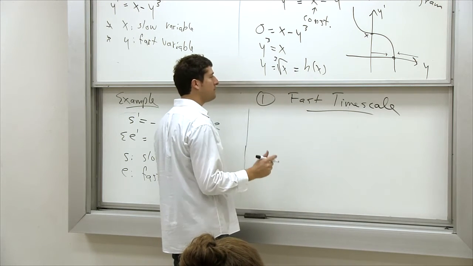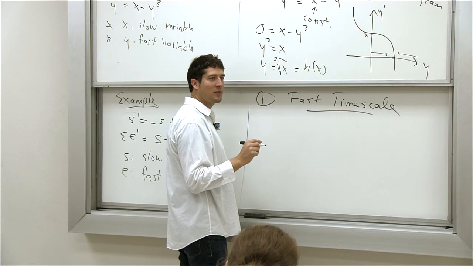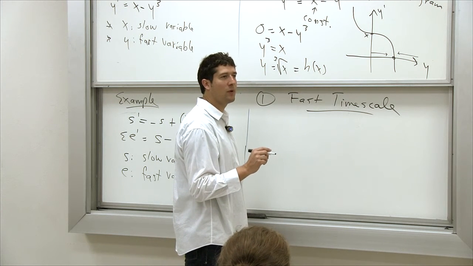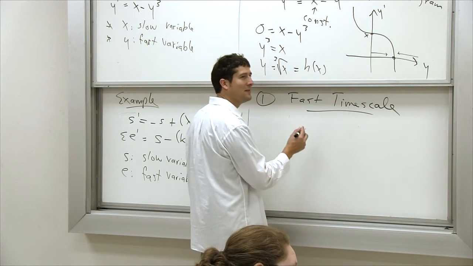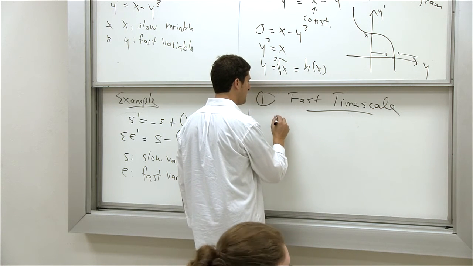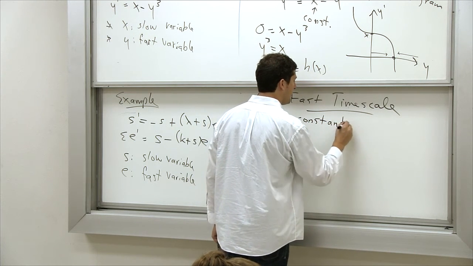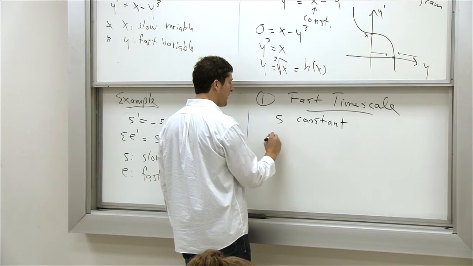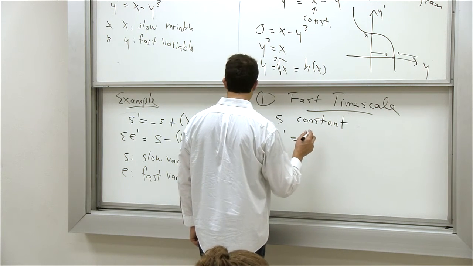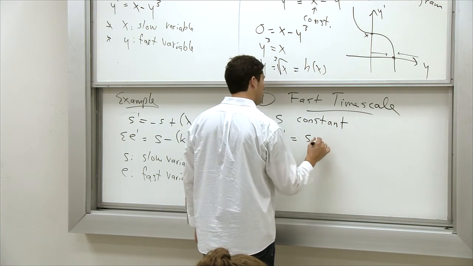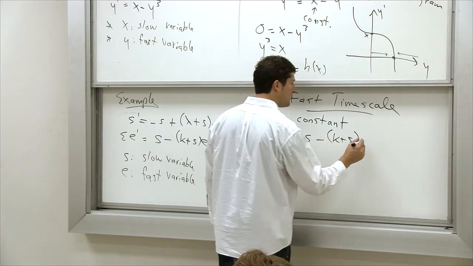Fast time scale. What are we assuming is in the fast time scale? That x is constant. Right, in this case, S is constant. Slow variable. So we have now E prime equals S minus K plus S times E.